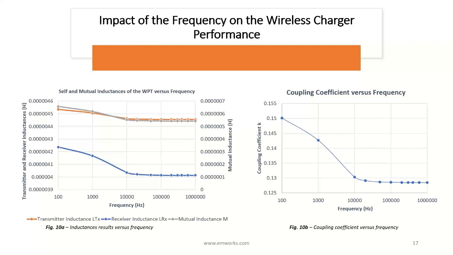Now let's move to see the impact of the frequency on the wireless charger performance. The frequency has several effects on the wireless charger system. A frequency sweep analysis is performed using EMS inside SOLIDWORKS to study the different aspects of this impact on the wireless charger. Figure 10b shows the coupling coefficient, which is decreasing with the frequency. So we may expect that the induced voltage also will decrease. We will find out in the next slide.